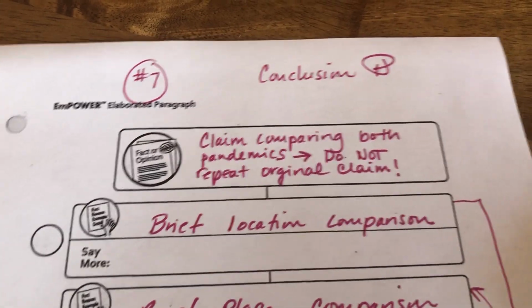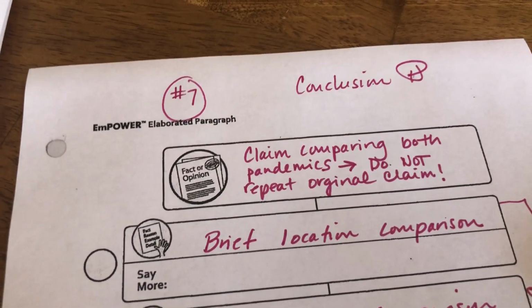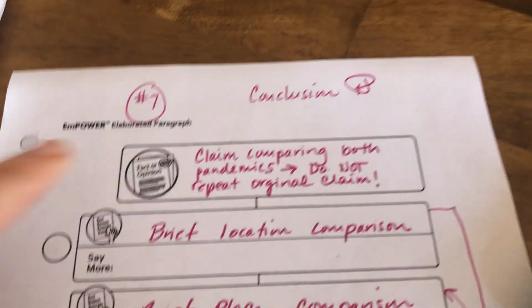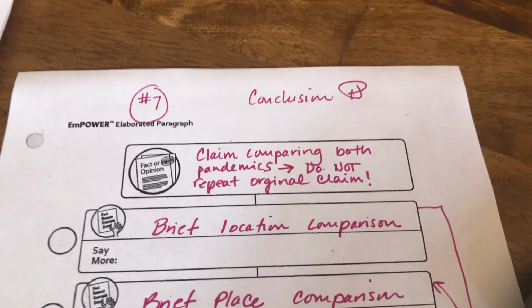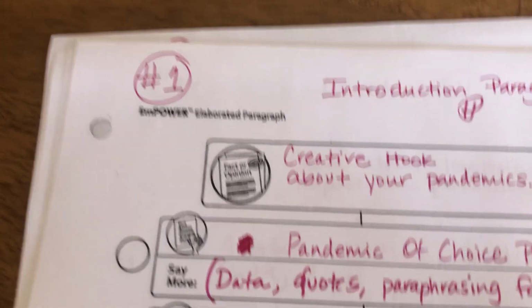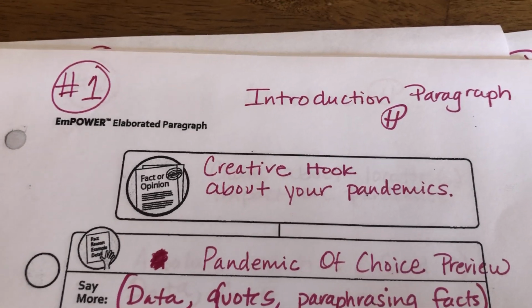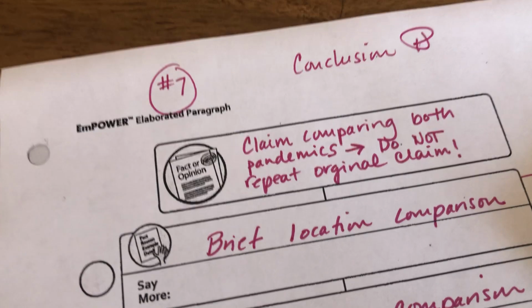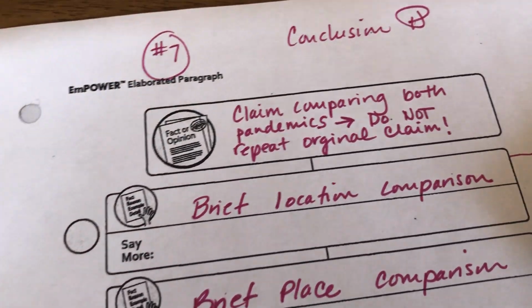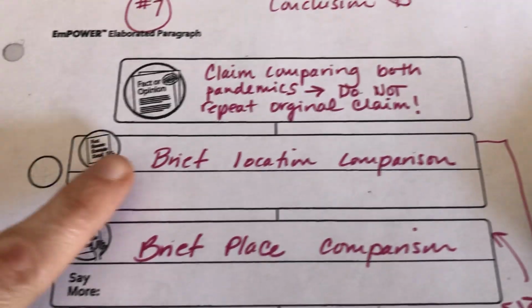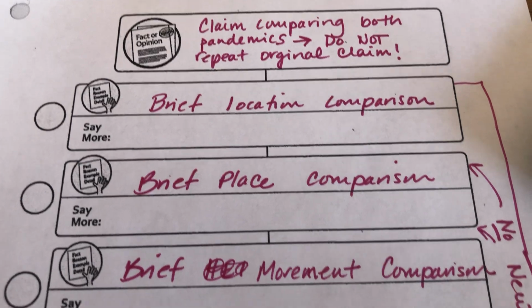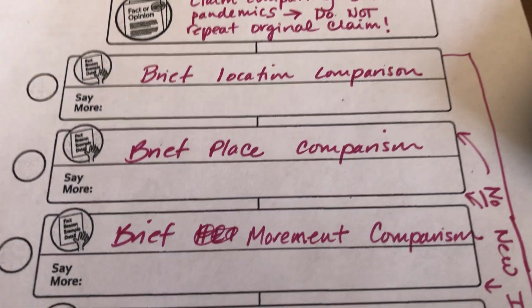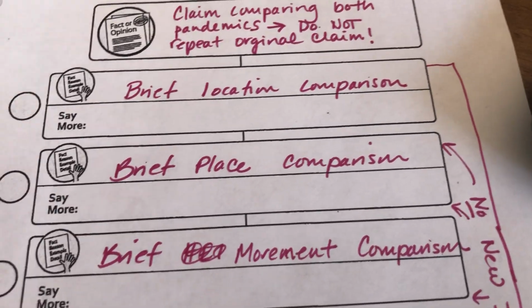And my last paragraph is going to be my conclusion paragraph. And this is going to sum everything up and tie everything up. So this is going to be another claim you're going to make comparing both of your pandemics. But remember, do not repeat your original claim you made on your first page, okay? You have to figure out a way to state the comparison in a creative way, but it cannot be the same, okay? You just need to give a brief overview of location for both, place for both, movement. And again, this is not deep. It's just restating what you've already stated in the paper.